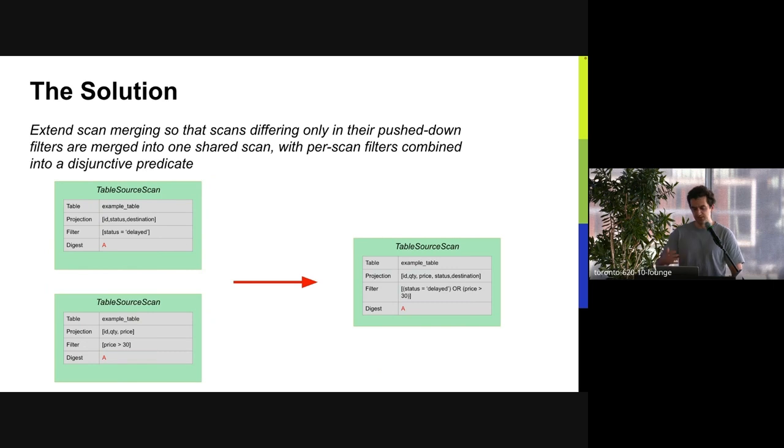So the solution, this is what our FLIP is proposing. Instead of just having projections joined together, which is the current state of things, we now also introduce a way to join our filters together by ORing the filters together into a single unified scan while also joining the projections together. This allows us to calculate the same digest for both of these source scans and get out a singular source scan, reducing the traffic on the data table source.